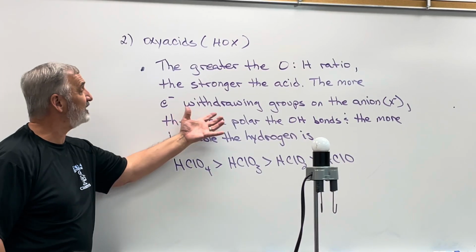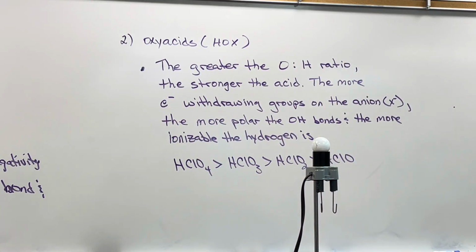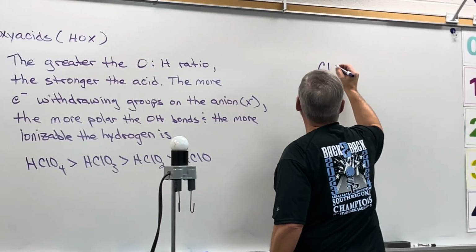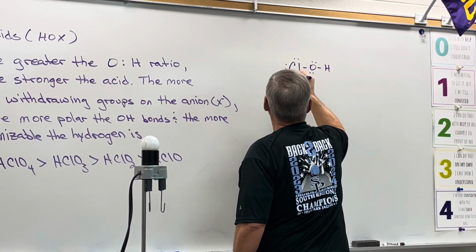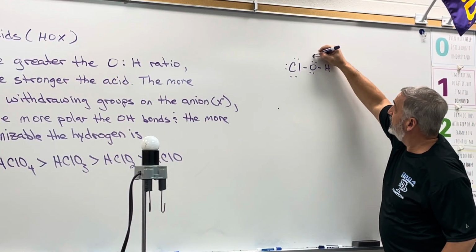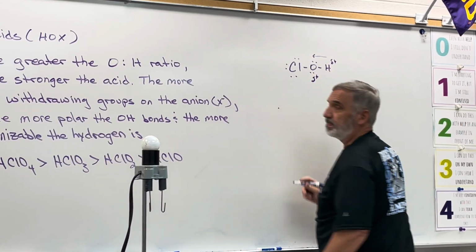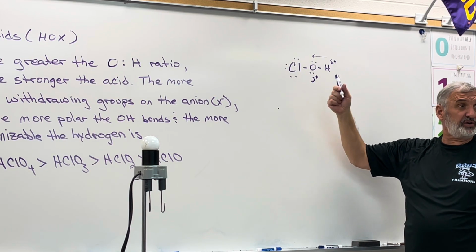What does it mean with electron withdrawing groups? The strong acid is the one where the hydrogen is vulnerable. The hydrogen can be released easily, knocked off. So when I look at HClO, this is a polar bond. The electron is being pulled this way, and this is becoming positive, and this is negative. But it's not super polar. I mean, it's polar, but not crazy polar.